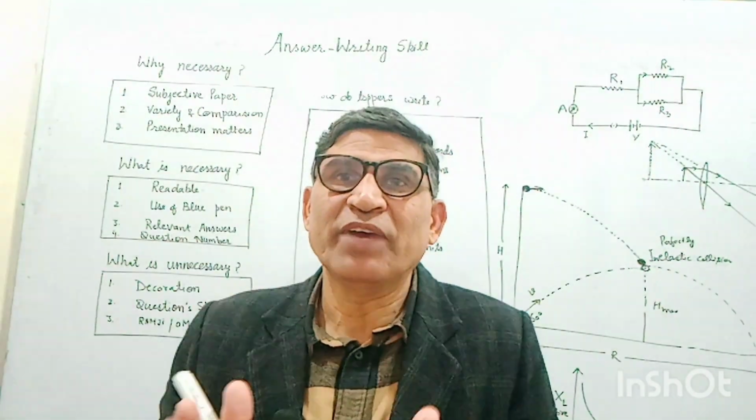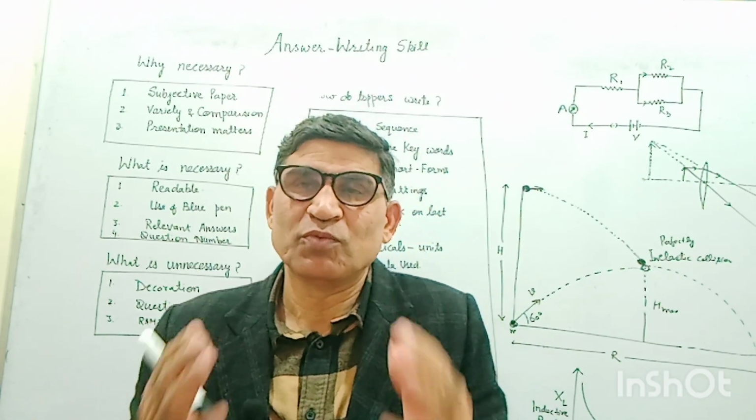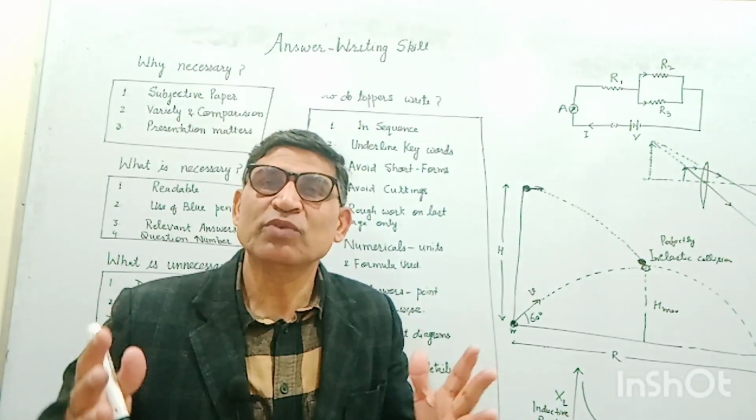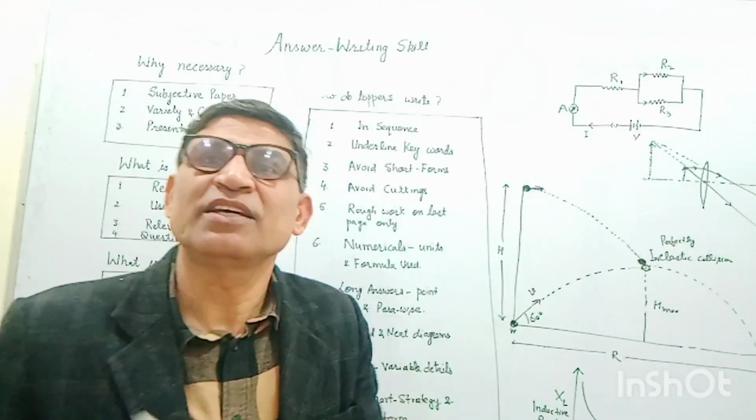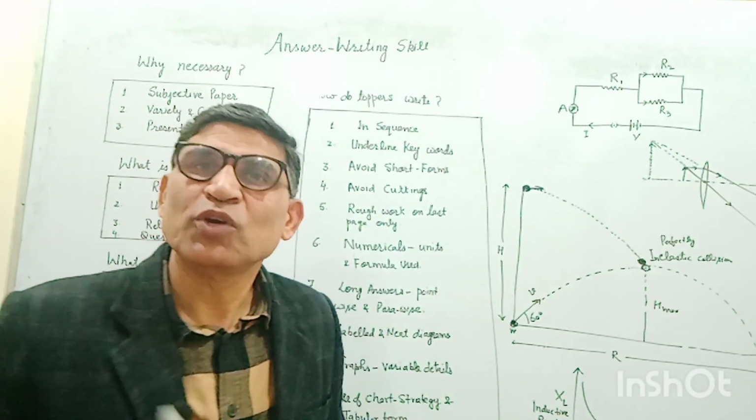You have cooked a very good and tasty food, but the way you served it was clumsy. Answer writing skills are necessary. Now I am going to explain how toppers write their answer sheets. There are 10 pointers, and one by one I am going to explain.